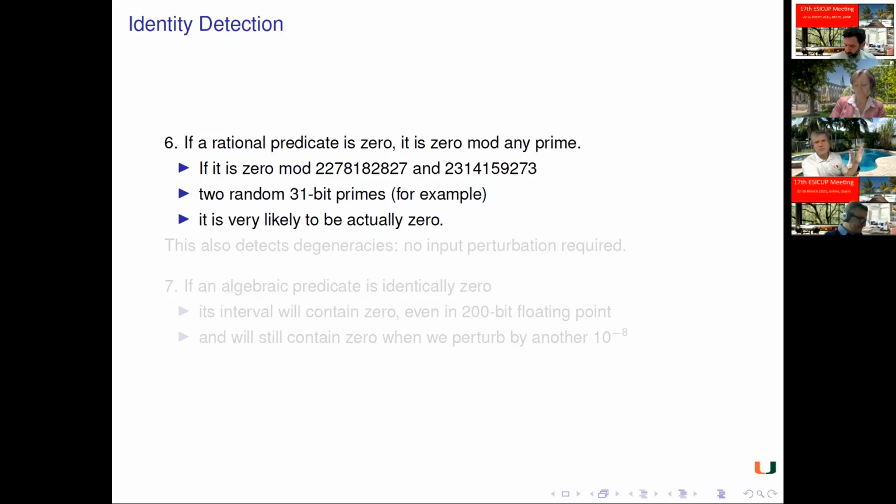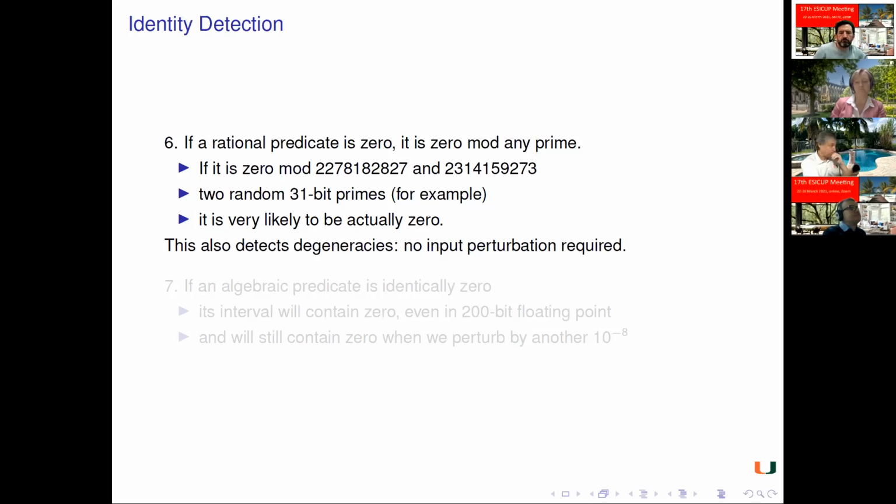Now, there's a little bit more to the story, but empirically we have tested it, and it turns out to be true. What's nice about this approach is that it also detects degeneracies. You don't have to perturb the input. There's no input perturbation required. To get rid of degeneracies, if you have an interval which contains 0, you do this modular test, and you can tell, oh yeah, it actually should contain 0 because it actually is 0 with very, very high probability.